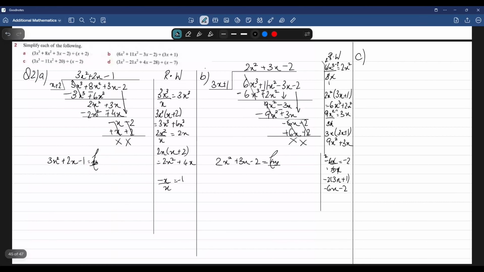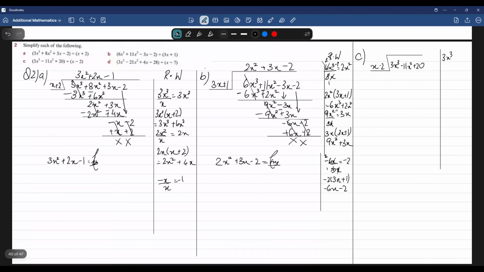For c we have 3x cubed minus 11x squared plus 20 divided by x minus 2. So I'm going to divide it here: 3x cubed minus 11x squared plus 20, and we take x minus 2 here.